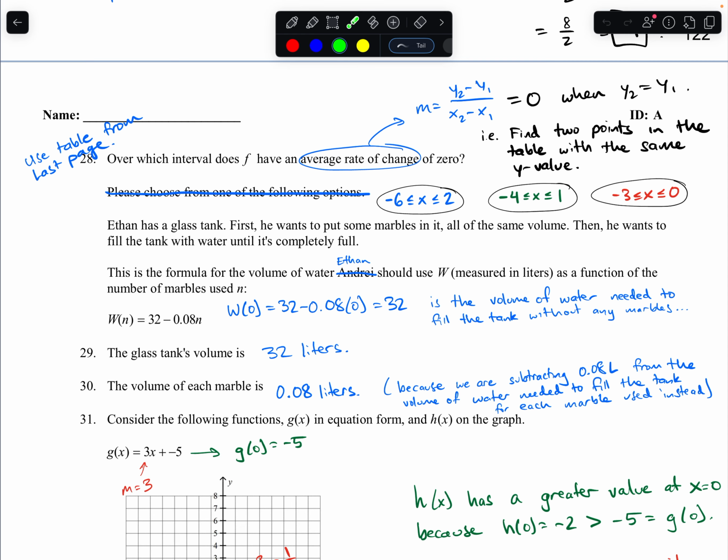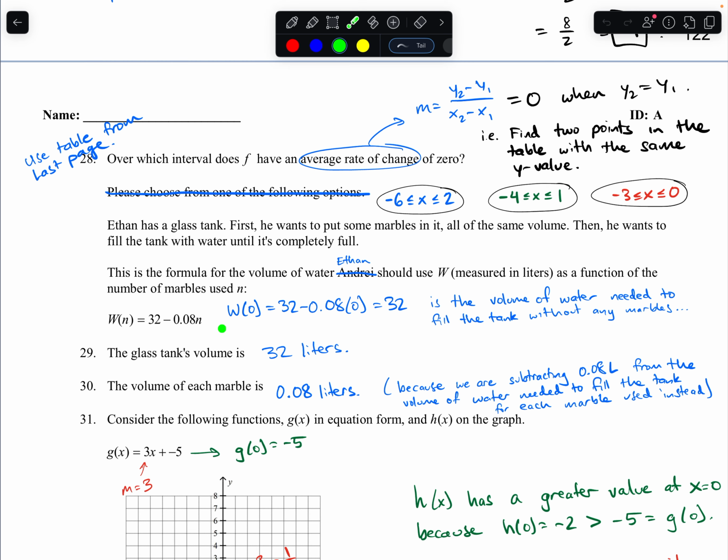So when it asks what's the glass tank's volume, the answer is 32 liters. And the way we could reason that is, well, what if we put 0 marbles in? If n is 0, I'll get 32 minus 0.08 times 0, and that's 32 minus 0, which is 32. So it's saying that Ethan would need 32 liters of water to fill the tank if there's no marbles in it, which means the tank has a volume of 32 liters.